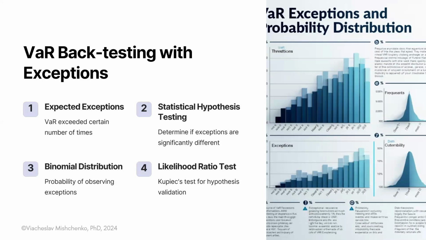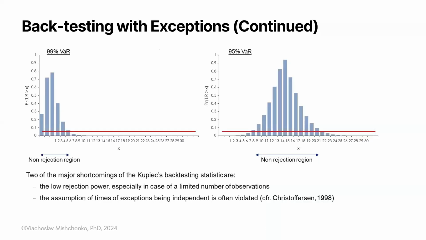For example, we can use a likelihood ratio to test if our observed exceptions really match the expected rate. This might sound complex, but it's essential for objective evaluation of our models. And in practice, I found that visual representations of these tests might help communicate results even to non-technical stakeholders. Here you can see the visual representation of the Kupiec test results.